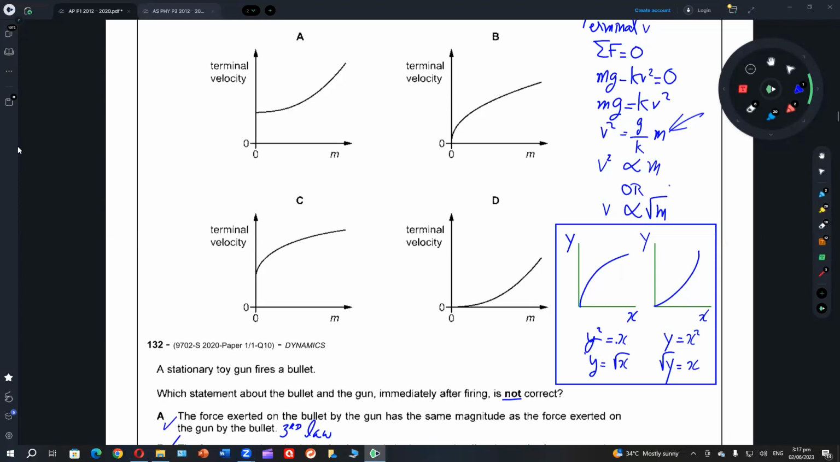And logically think, is C possible? C means when mass is 0, velocity is not 0, because it's showing an intercept. So logically think, is it possible? No mass and some velocity. It's not possible. So that is why B is the right answer.